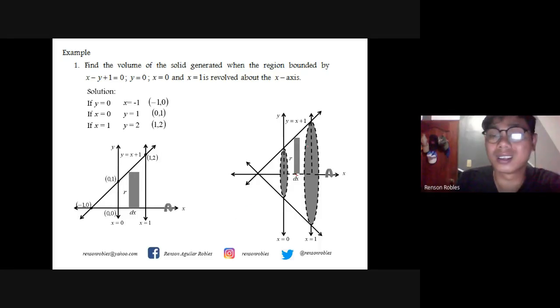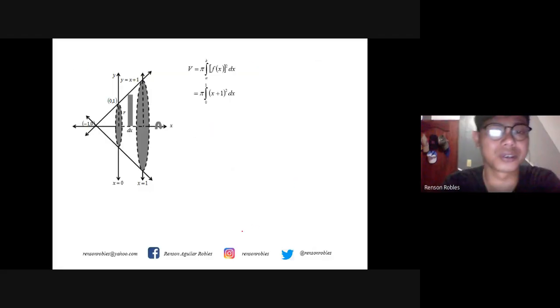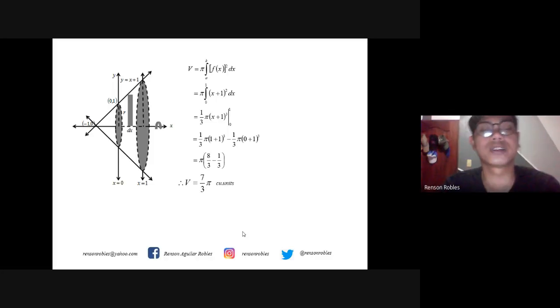Okay, and then you have R, this is your R, and that happens to be x plus 1, right? Minus the x-axis 0. So that's your R. And then this is dx. Okay, I'll just show you how. I'll not discuss this anymore. All right. I only use the change of variable, the power formula, and you'll see that the volume is 7/3 pi or 7 pi over 3 cubic units.